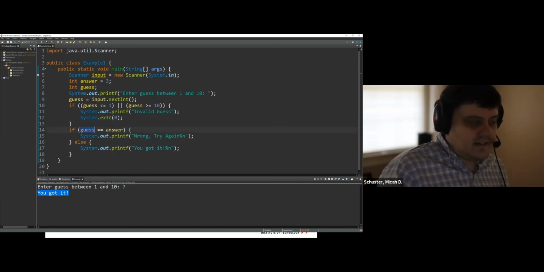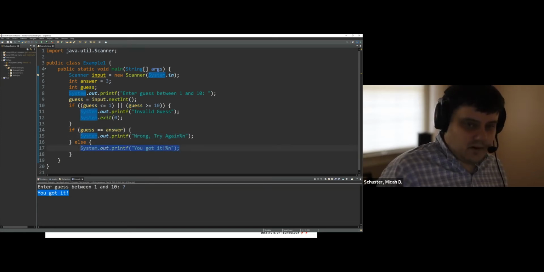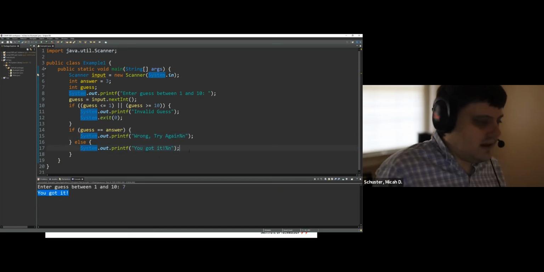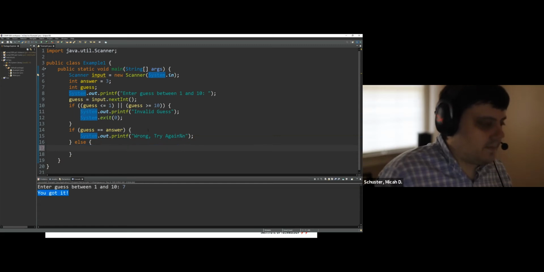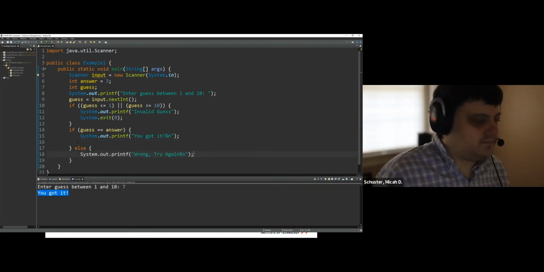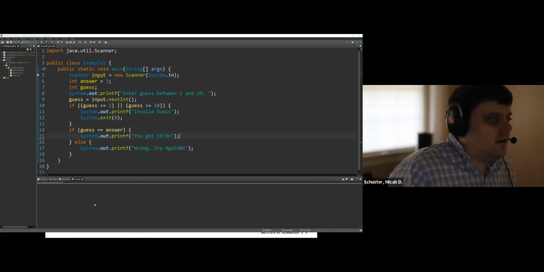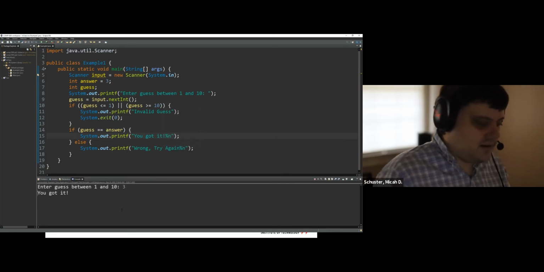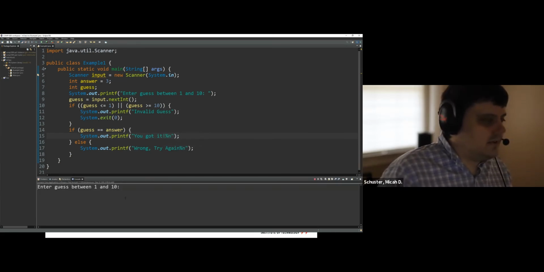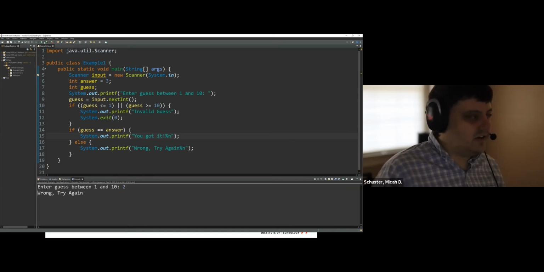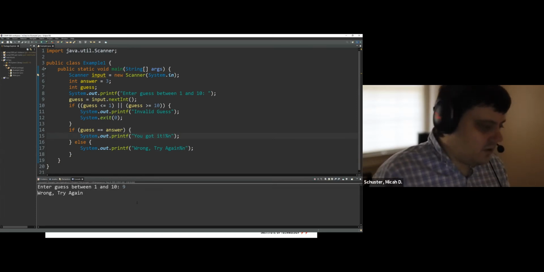So if the guess is exactly equal to the answer, it should print out, you got it. I have these two backwards. I print them out in sort of the wrong case. So I can just take one of these and copy it and move it up here. Same thing with this one. We will copy this and move it down here. So now if I enter 3, it'll say, you got it. If I enter a 2, it'll say wrong, try again, and basically the same for any of the wrong values.